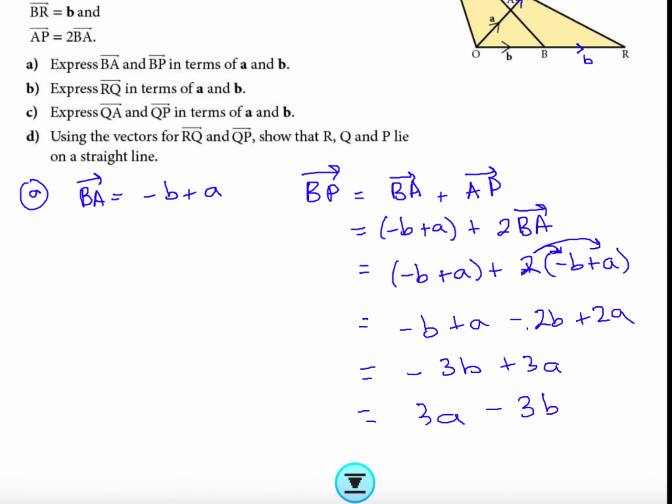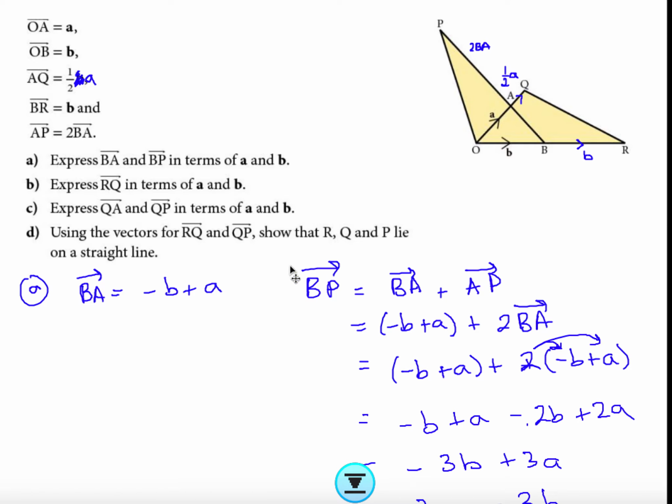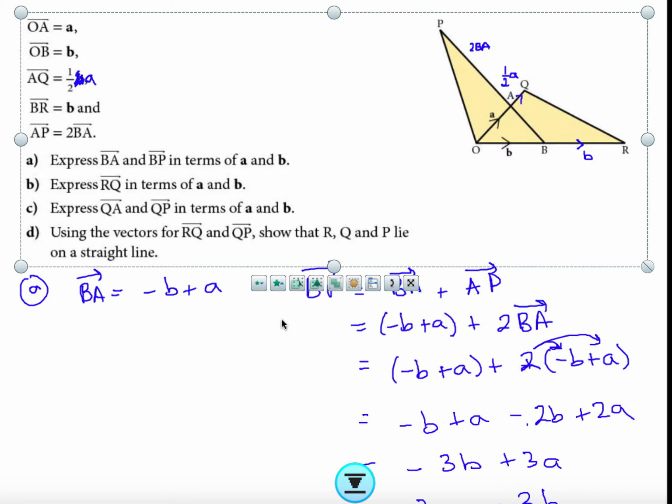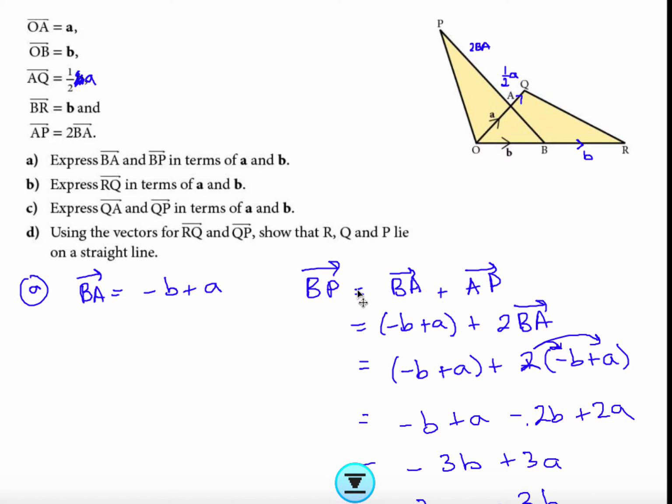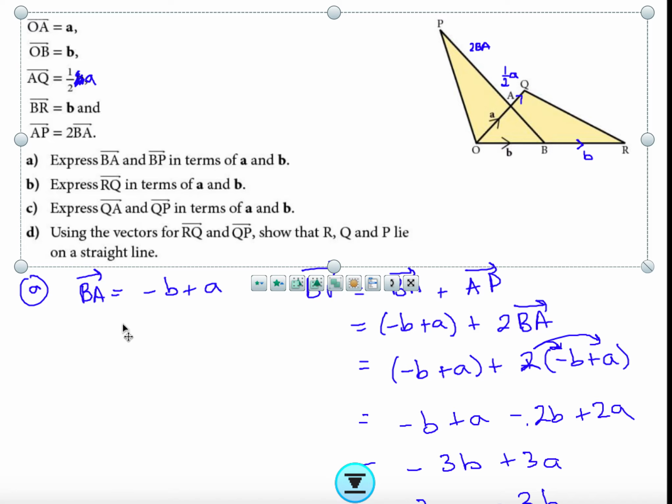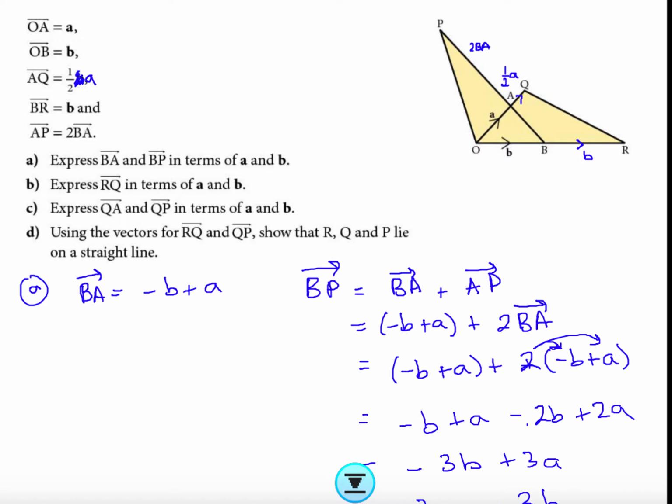So this was for part A, quite straightforward on how you could solve this problem. If we go into part B, we want to express RQ in terms of A and B as well. So I will use the same process as breaking it down into different parts. So let me just go on a different slide.